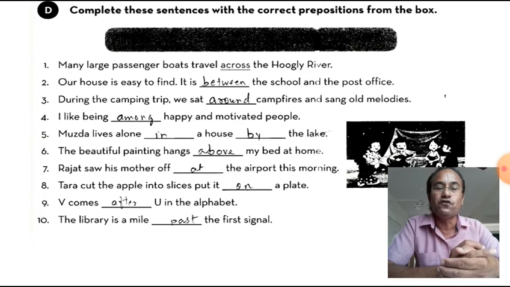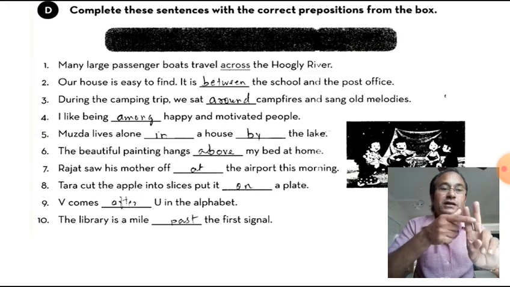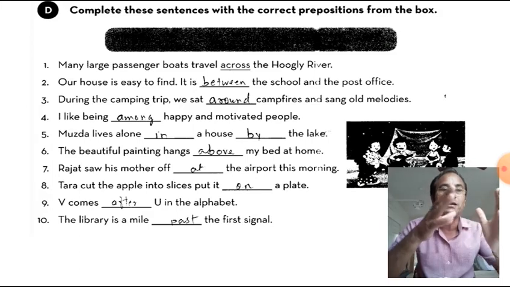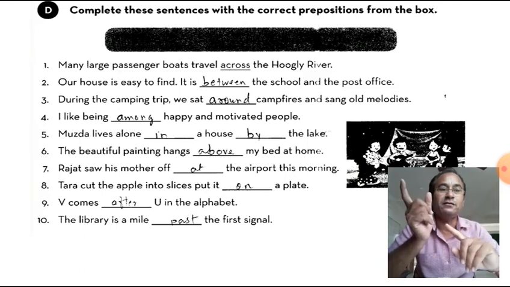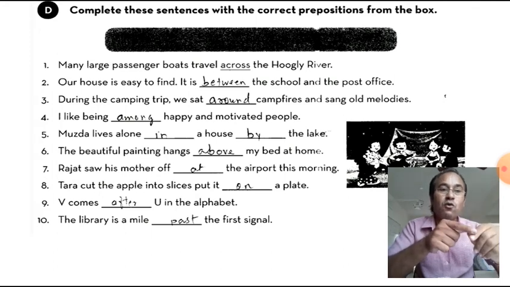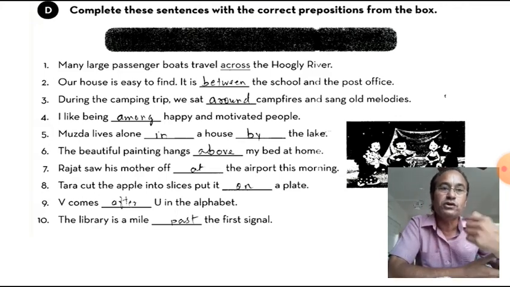Our house is easy to find. It's between the school and the post office. Here we have used between because there are two things, two places, and it is between two. If there are more than two, then we can use among. Gopal sir is between two students, Radha and Raman. So among more, between two. If there is a crowd, more than two, then Gopal sir is among the students. So if there are two, between; if more than two, we use among.